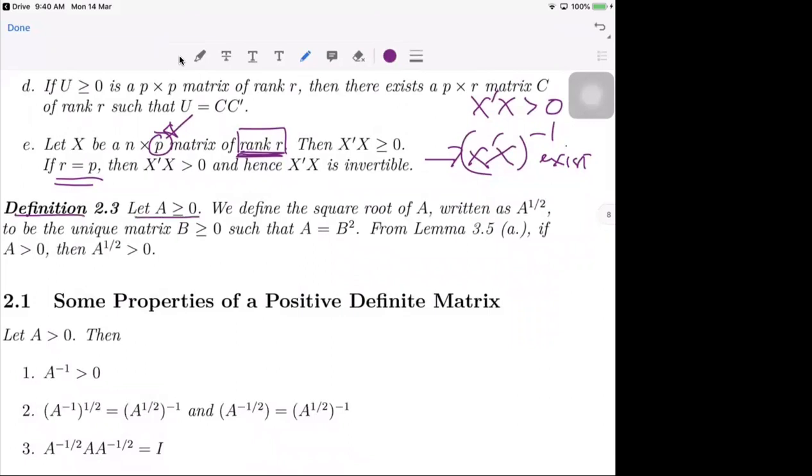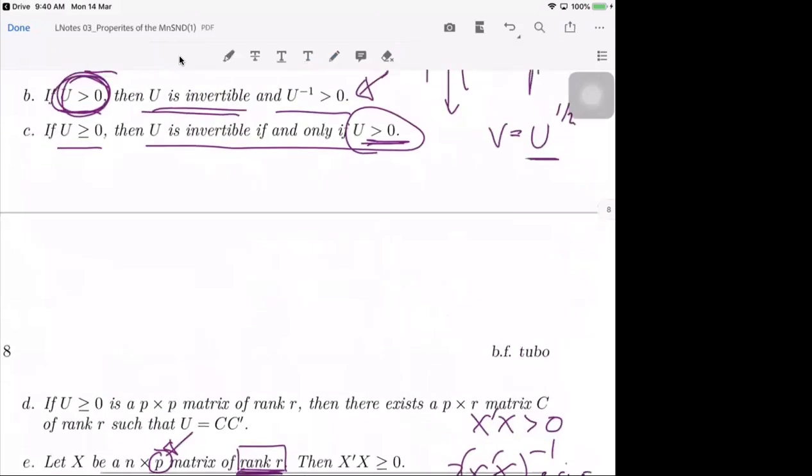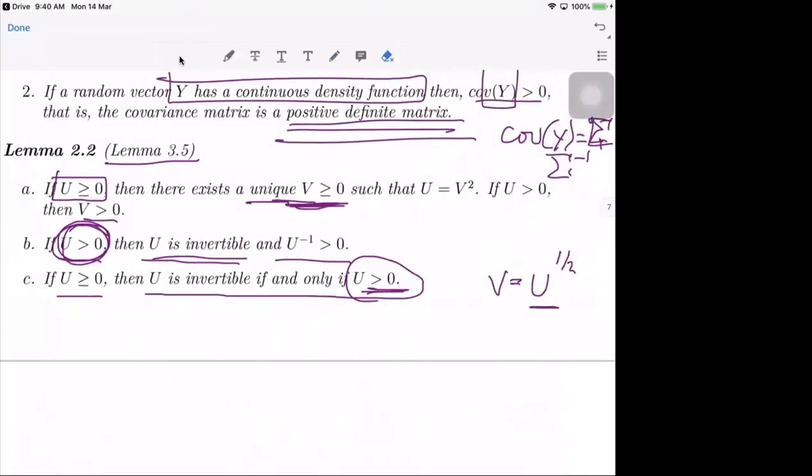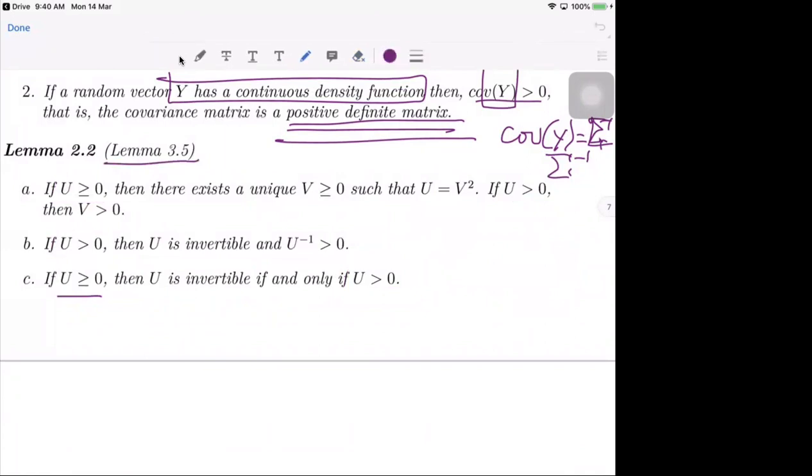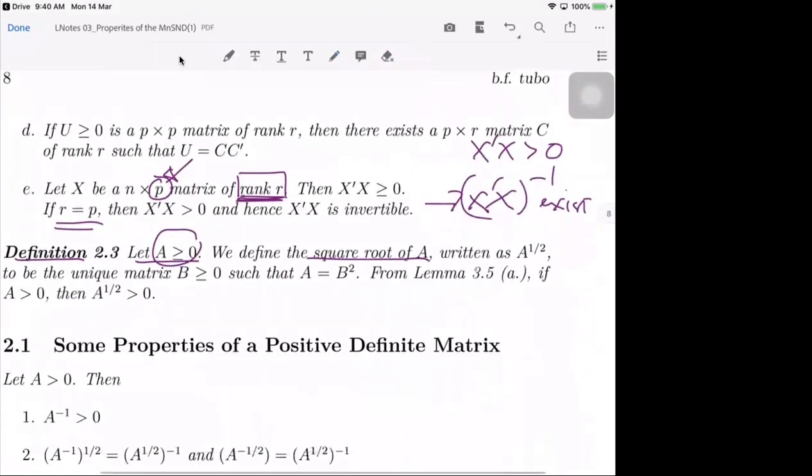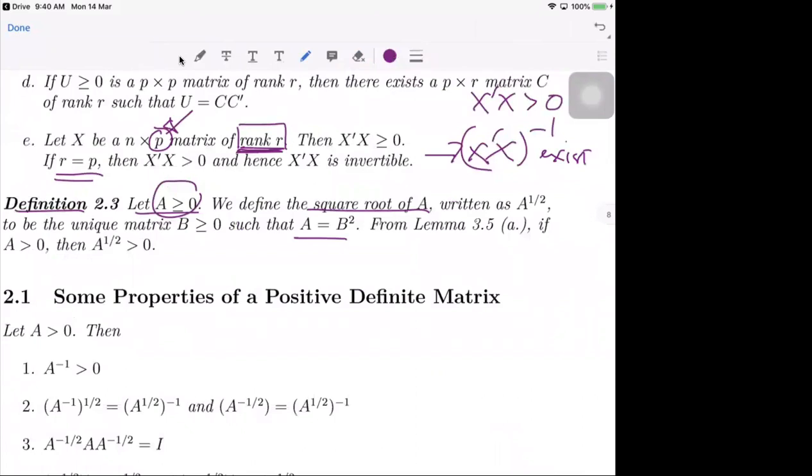Okay, definition. If your matrix is a non-negative definite matrix, we can define the square root because, if it is non-negative, according to the lemma, there exists a unique B such that you can write U equal to B squared. So if you can write A as B squared, non-negative lang, you can define the square root of a matrix, or A raised to the 1/2.